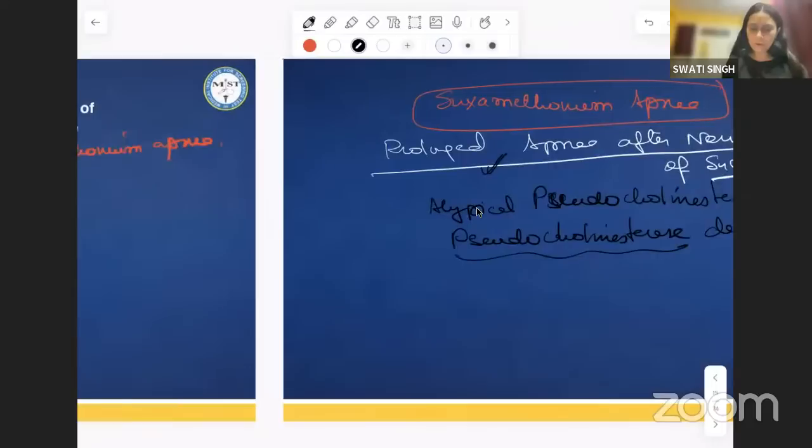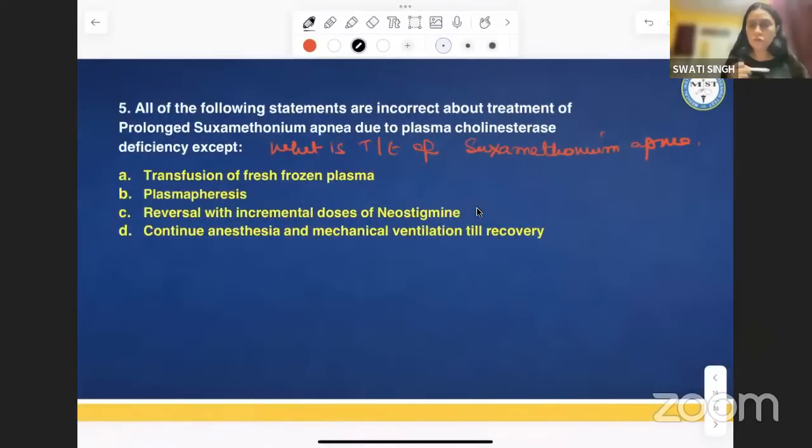So what are the options? Options are transfusion of fresh frozen plasma. Okay, so you mean if we give fresh frozen plasma, the pseudocholinesterase deficiency or atypical pseudocholinesterase would go away. Okay. Plasmapheresis, that is, we will take away the succinylcholine from blood. Okay. Incremental dose of neostigmine. I mean, succinylcholine cannot be reversed by neostigmine. What's the use of neostigmine in this case?